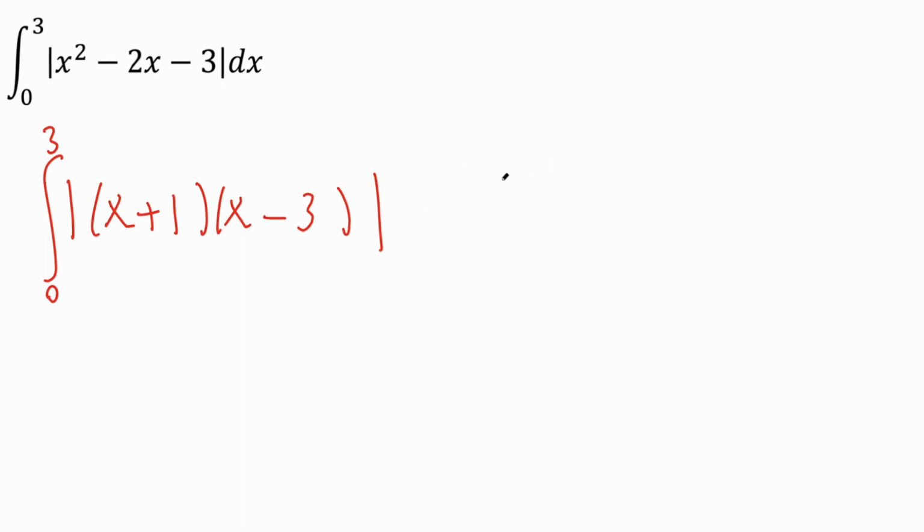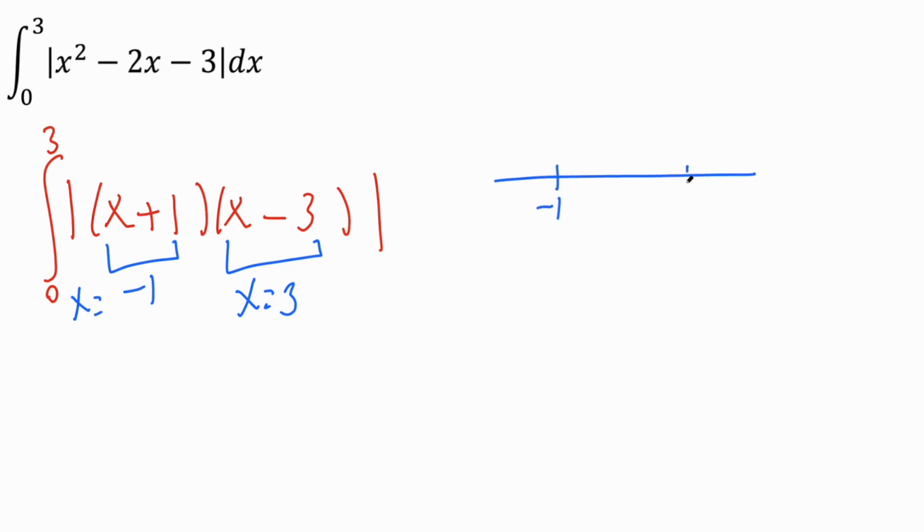Next, I'm going to draw a quick number line. Right away, I know 0 times any number is 0. So if x is negative 1, it's 0, and likewise if x is 3, I get 3 minus 3, which is 0. So 0 times any number is still 0. You can call these critical points, so I'm going to label them here: negative 1 and 3.